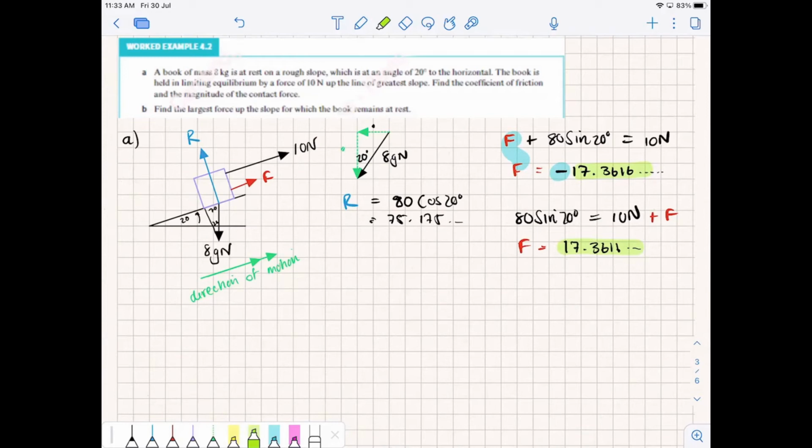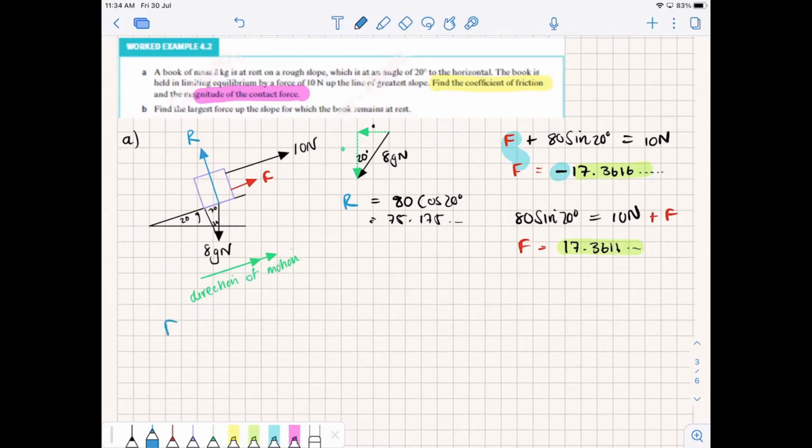Right, so now we have our normal contact force and we have the friction force, right? So at this point, we can calculate what they want, right? They wanted us to find the coefficient of friction. And they also wanted us to find the magnitude of the contact force. So the magnitude of the contact force, the total contact force, is both the normal contact force and the friction force together. So let's first work out the coefficient of friction.